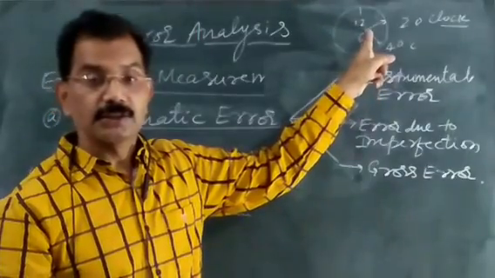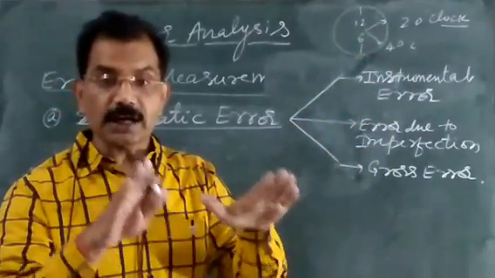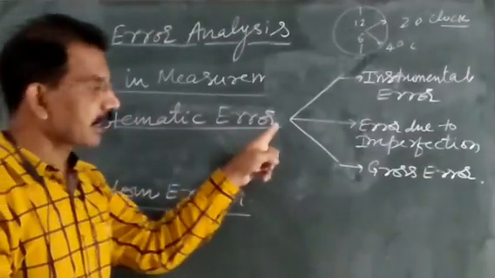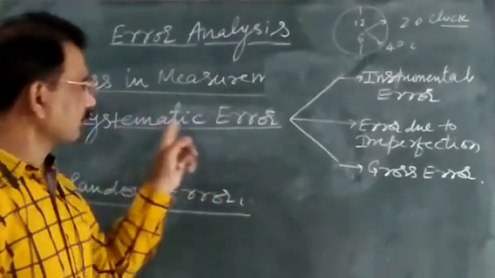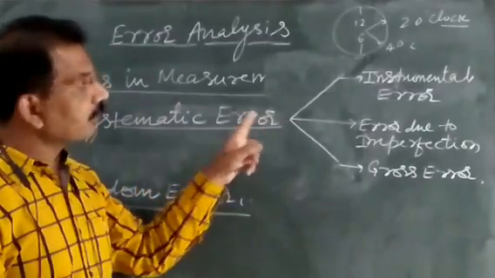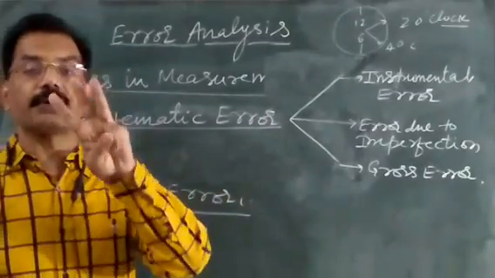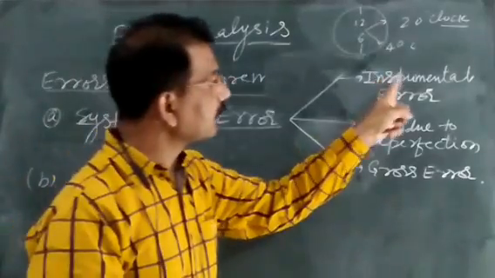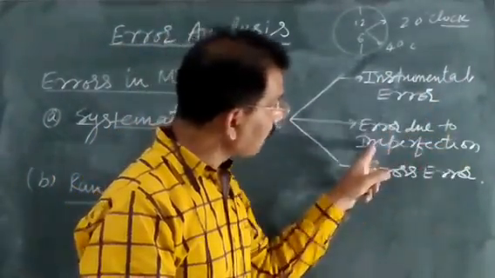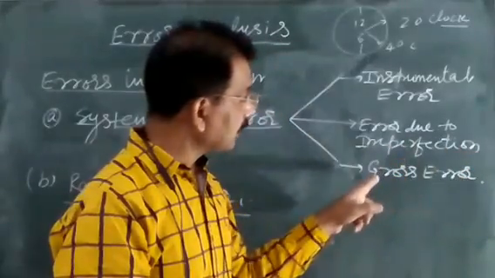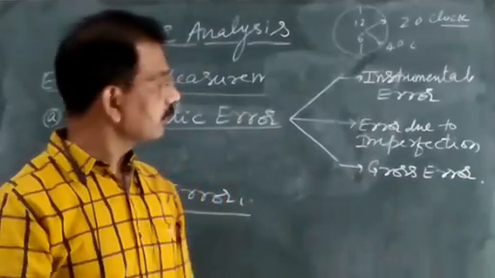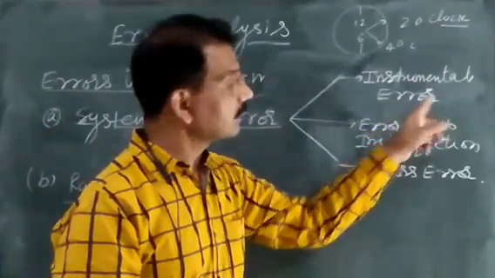एरर आ रही है. So that error which constantly occurs in an apparatus is called what error here? Systematic error. As it is clear from its name also, systematic error. And this systematic error is also classified in 3 parts. First one is what here? Instrumental error. Second one, error due to imperfection. And third one is what here? Gross error.